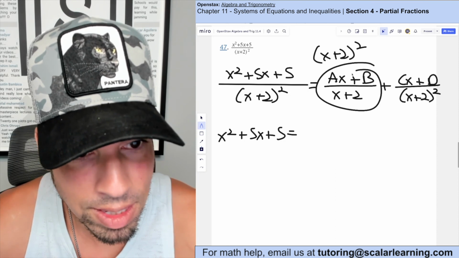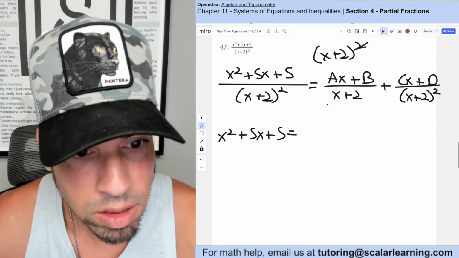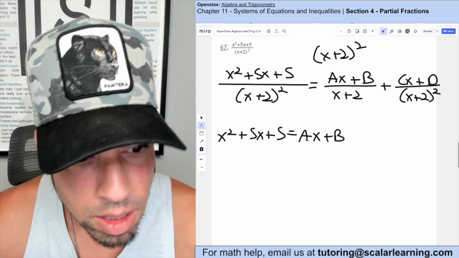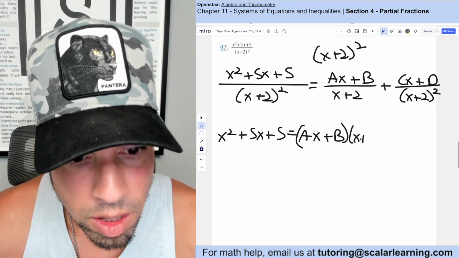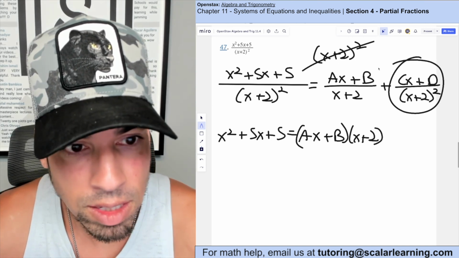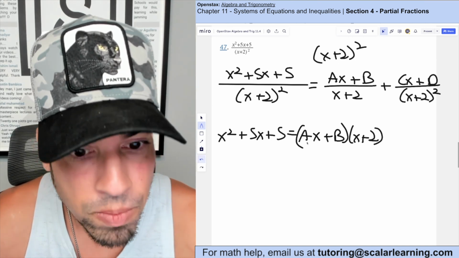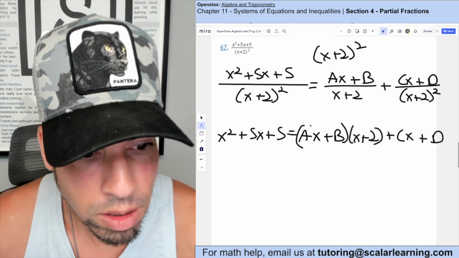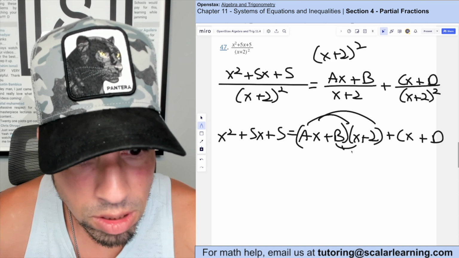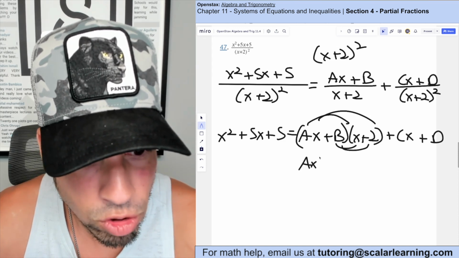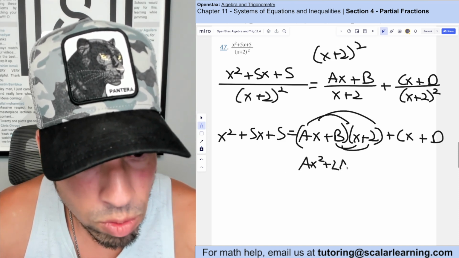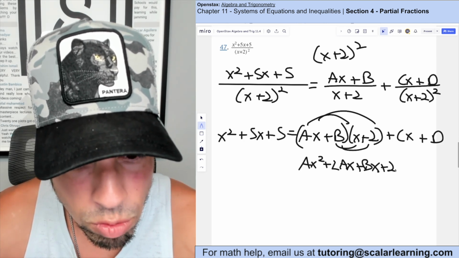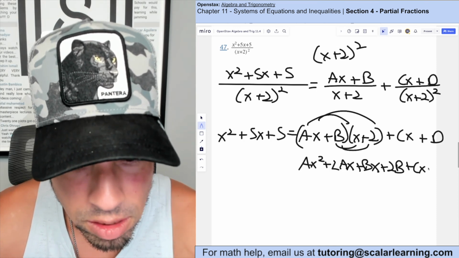Then we multiply against this, right? One of these is going to cancel out with this. So then we've got ax plus b times x plus 2. And then when we multiply against this guy, the entire denominators are going to cancel out. So we're just left with cx plus d. All right, great. Now we're going to FOIL this out, and then we're going to start to simplify. So we've got ax squared plus 2ax plus bx plus 2b, and then we still have cx plus d.